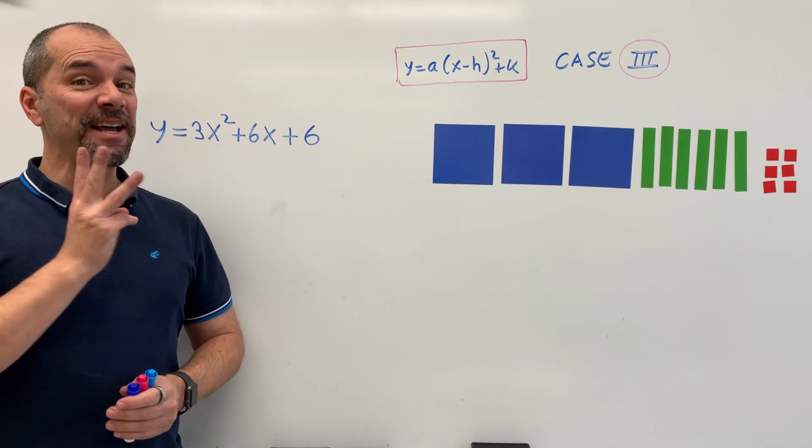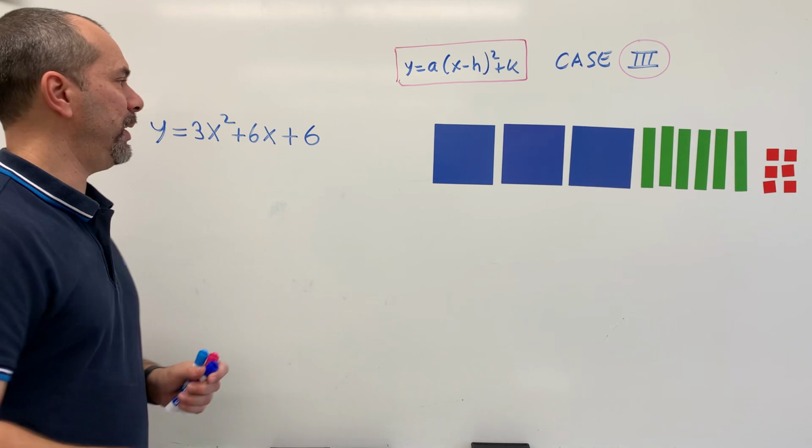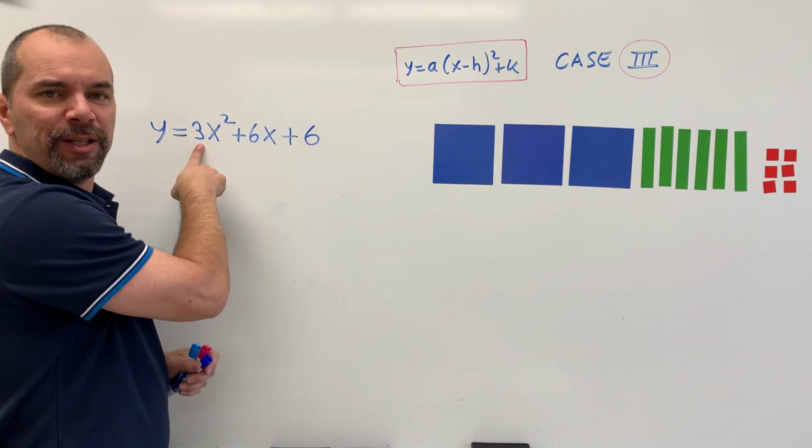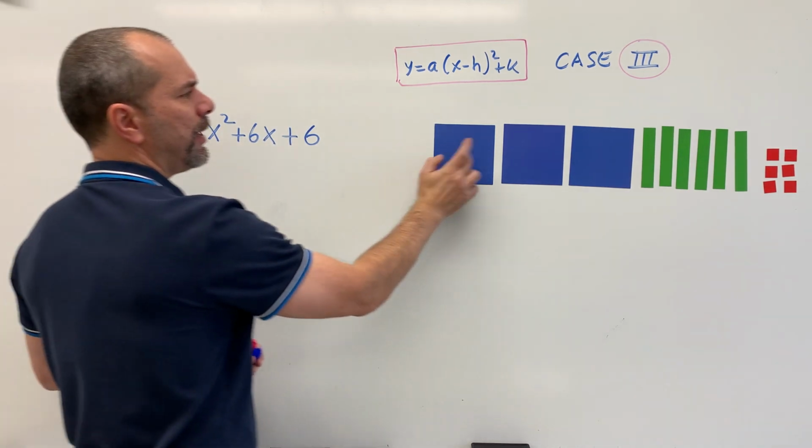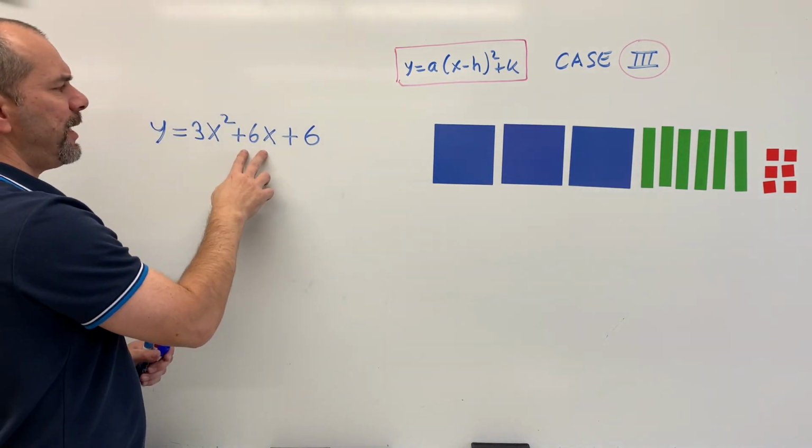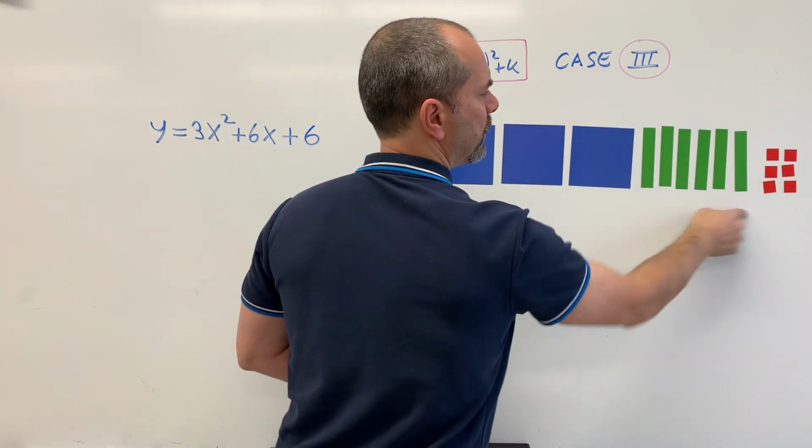Completing the square, case number 3. This is the most that can happen. I have now an a value that's different from 1. So I got 3x squares. I got 3 of them instead of just 1. 6 x's and 6 units.